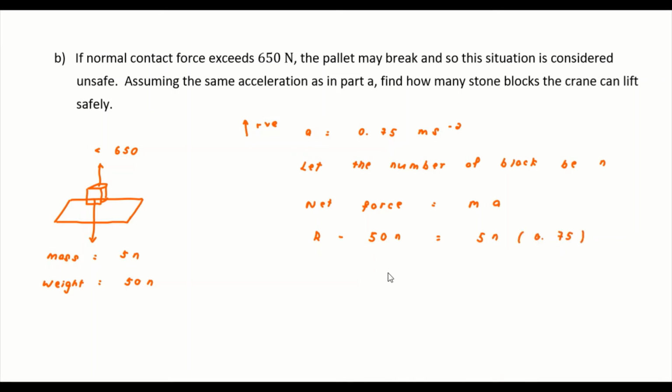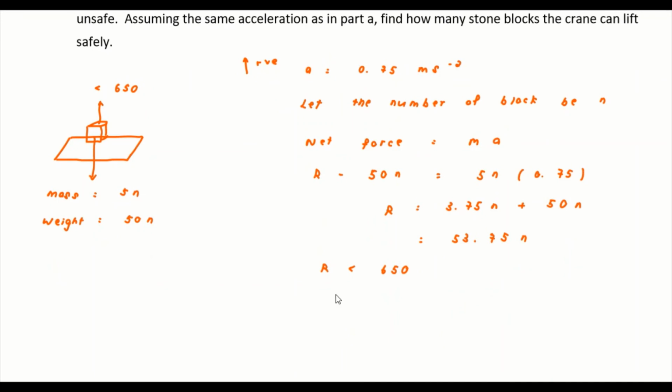From here I can solve it, and R will be equal to 3.75n plus 50n, so R equals 53.75n. That's the equation I get. From the question, we know that R cannot exceed 650, so we are trying to find the maximum number of blocks that we can put on. So R must be lesser than 650. We substitute: 53.75n should be lesser than 650.